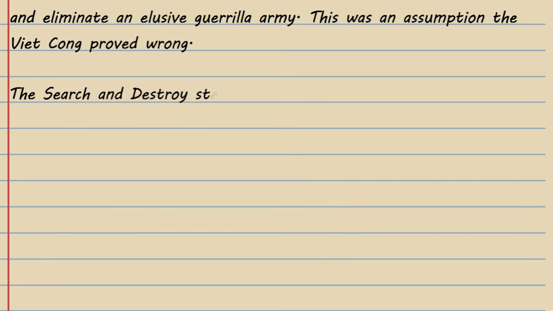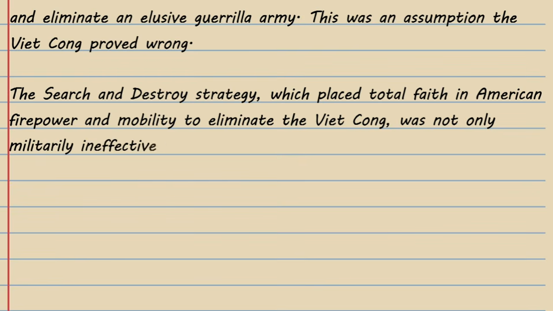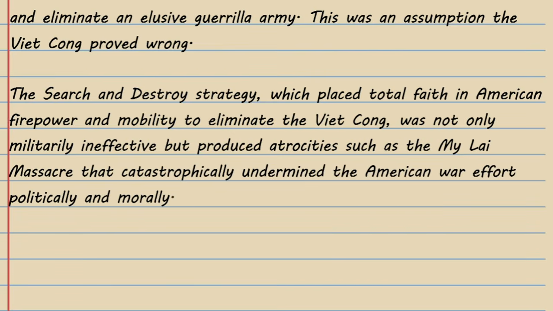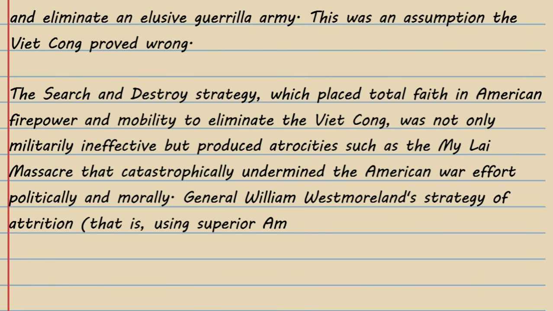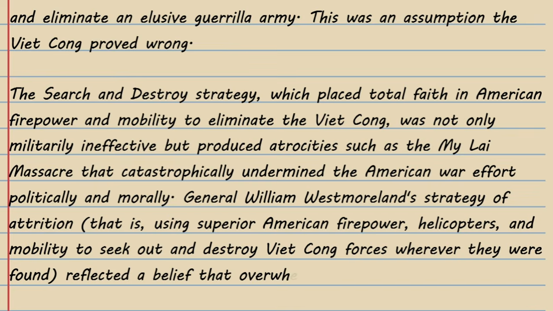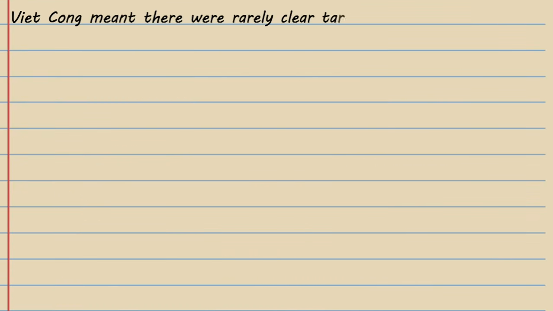The search and destroy strategy, which placed total faith in American firepower and mobility to eliminate the Viet Cong, was not only militarily ineffective but produced atrocities such as the My Lai massacre that catastrophically undermined the American war effort, politically and morally. General William Westmoreland's strategy of attrition, that is using superior American firepower, helicopters, and mobility to seek out and destroy Viet Cong forces wherever they were found, reflected a belief that overwhelming technology would eventually exhaust the enemy. However, the guerrilla tactics of the Viet Cong meant there were rarely clear targets to destroy.